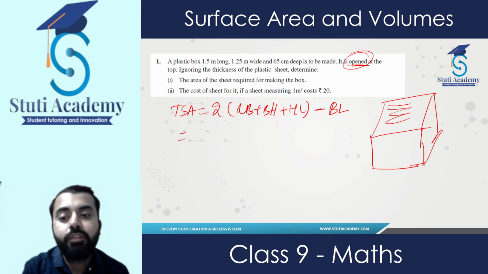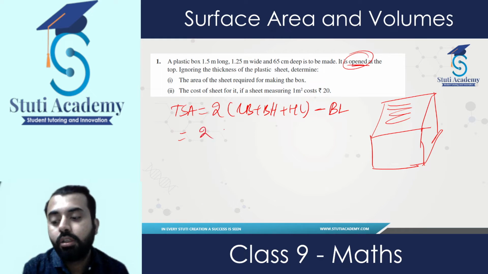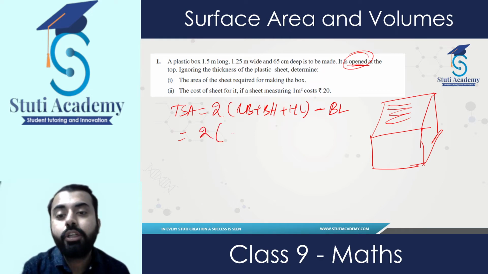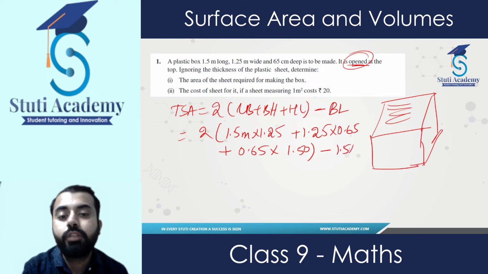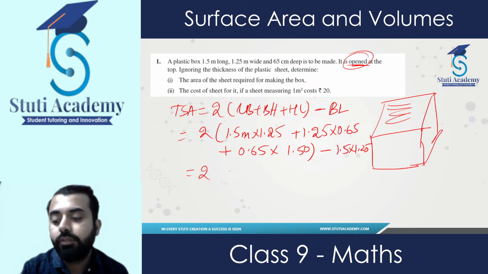Now I know my values are these. Now you have to do what? Let's just do it again. 2 into (1.5 into 1.25 plus 1.25 into 0.65 plus 0.65 into 1.5). I'm just going for meter. That is the case. I have to subtract what? I have to subtract 1.5 into 1.25 here also. Solve this. Let's see what we get here.